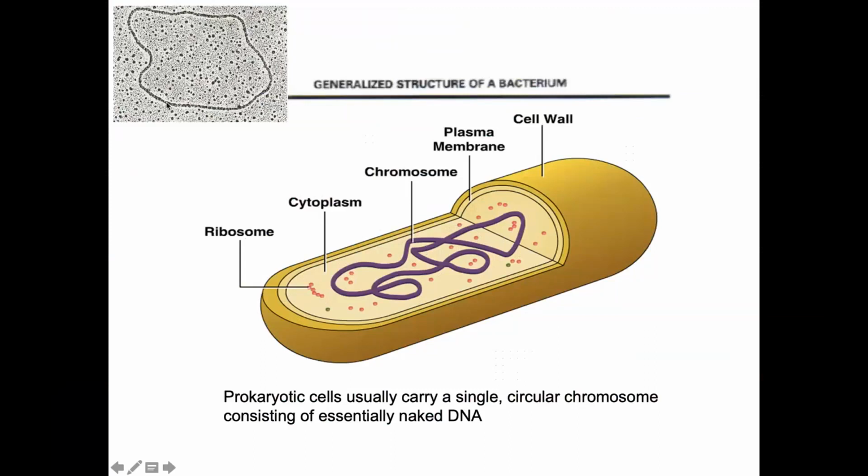Here's, again, a representation of a prokaryotic genome visualized under an electron microscope. So again, you can see the circular nature. You can see that it's essentially naked DNA. There are proteins that are associated with that DNA molecule, that chromosome. However, it's not extensive.